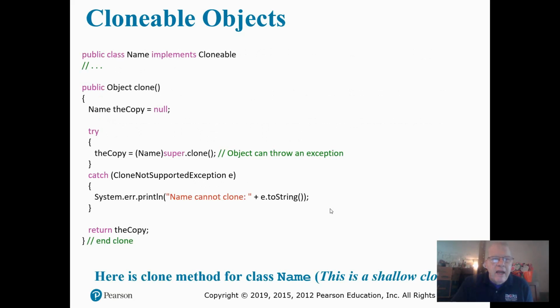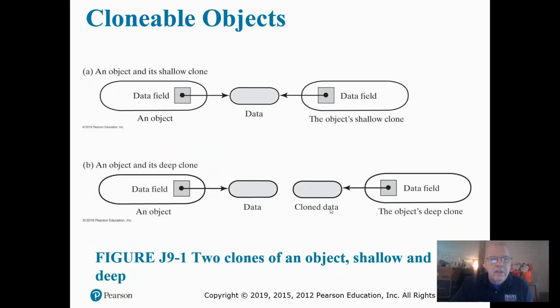So here's an example of a Name class that has their own method called clone, calling super.clone, casting it to a Name class, and that's the copy. So a clone, if you invoke clone just on the surface, it only copies the object and its fields. It doesn't do a deep clone, it only copies the shallow fields.